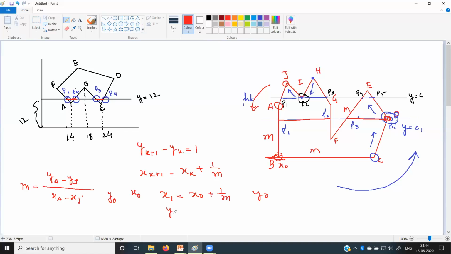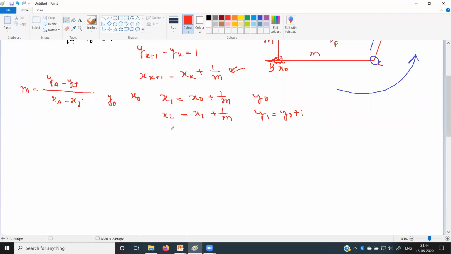Now next you will compute x2. x2 equals what? Based on this equation, x2 equals x1 plus 1 by m, and the y value y1 will be nothing but y0 plus 1. Fine. Now x3 will be x2 plus 1 by m, and sorry, this will be y1. y1 is y0 plus 1. We know x0, y0, and based on that we can compute the rest of the points. This is y1, y2, this is x2. x3 is equal to x2 plus 1 by m, and y3 is nothing but y2 plus 1.